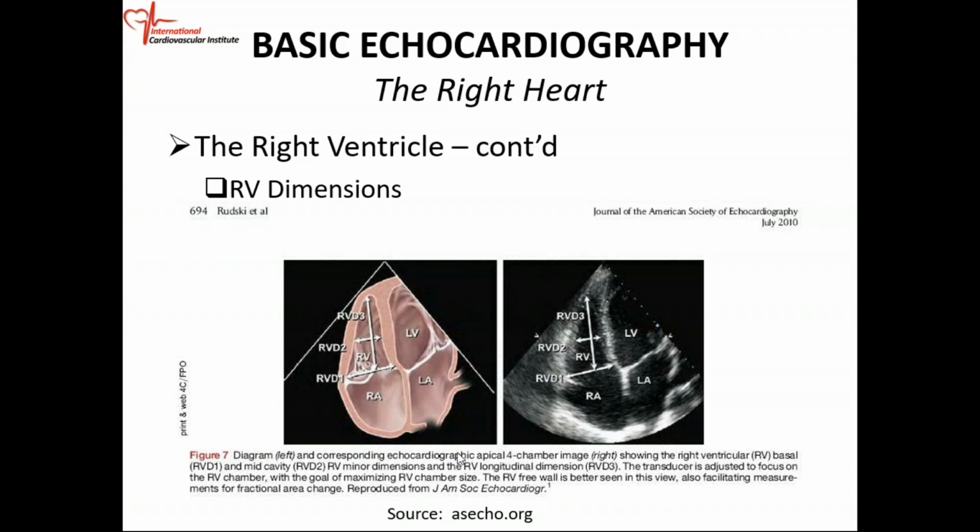So you want to do your basal measurement at the tricuspid annular plane, and you can do your mid cavity measurements and the RV longitudinal dimension. So you see how the RV longitudinal dimension is measured. So these are the measurements that you're going to do to assess if there's RV dilatation, yes or no.